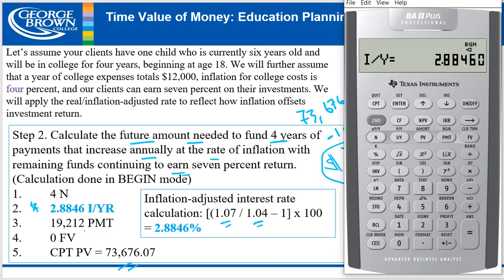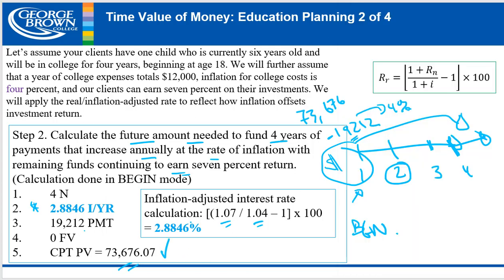We're calculating the present value of the annuity due. The payment is our $19,212. Make that a negative. That's a payment for the first year of education. There's no future value because the education is finished. So we're going to compute the present value annuity due, calculator in the beginning mode. It's $73,676 and 7 cents. Okay, so that's step number 2.